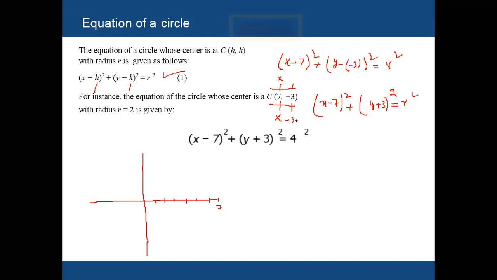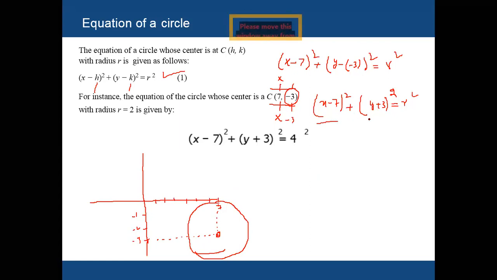What about the y value? The y value is minus 3. So we have minus 1, then minus 2, and then minus 3. Join these two values and mark this central point. Now you can draw the circle. We don't know the radius, so we will just draw a circle. Correct? So now the equation for this one is (x minus 7) whole square plus (y plus 3) whole square equal to r square.